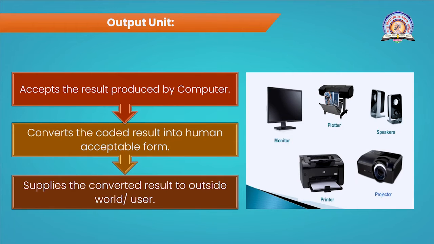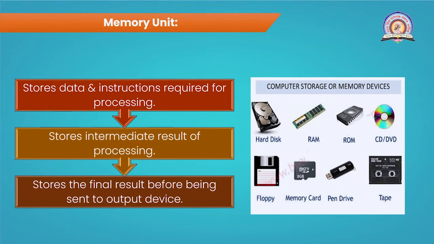These are the various examples of output units: monitor, which is a very commonly used device, then plotter, speaker, printers and projectors. And memory unit. Now the memory unit is the primary memory, which comprises random access memory and read-only memory.